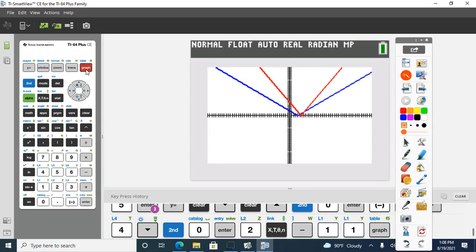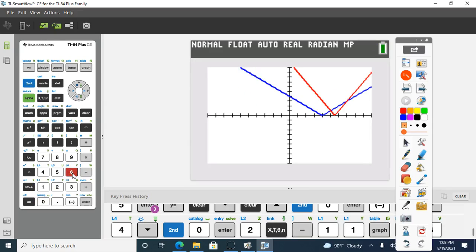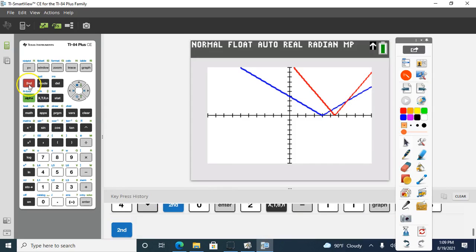I'm going to hit zoom 6 to zoom in just a little bit. There we go. How many times are we touching? 2. There and there. So to get this one, and then to get this one, we're going to have to do it twice. So we go through the same process with a little difference. Second trace, number 5. Don't just hit enter, enter, enter.